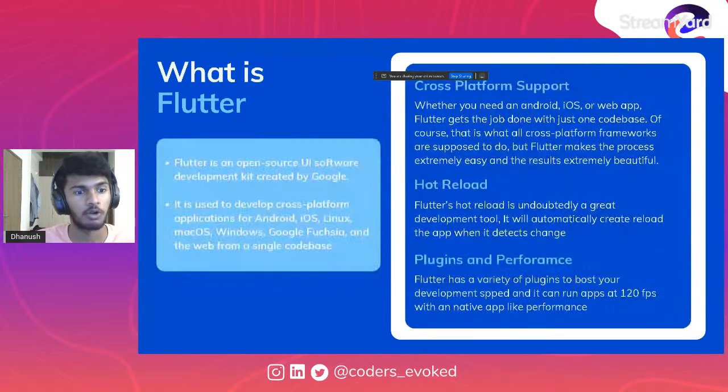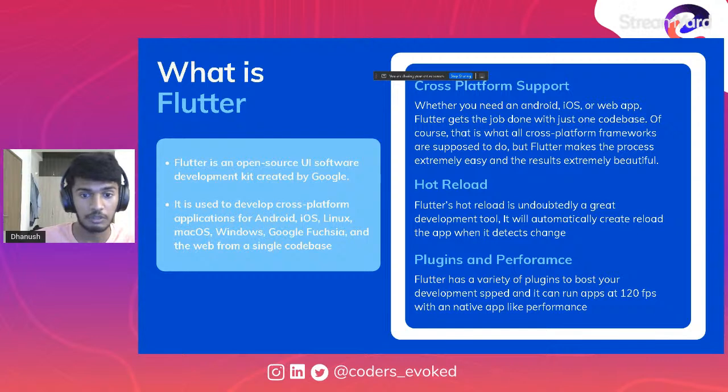So yeah, what is Flutter basically? Flutter is an open source UI software development kit by Google, and it's a cross-platform application tool. That's what makes it stand out among its competitors. You just code once, and you have an app ready for Android, iOS, Linux, macOS, and Windows. You don't need to code separately for every single operating system. You just code once, and you have the app ready for all of them.